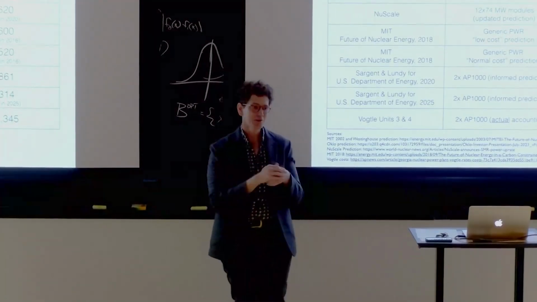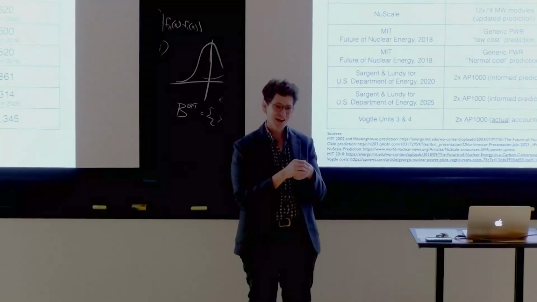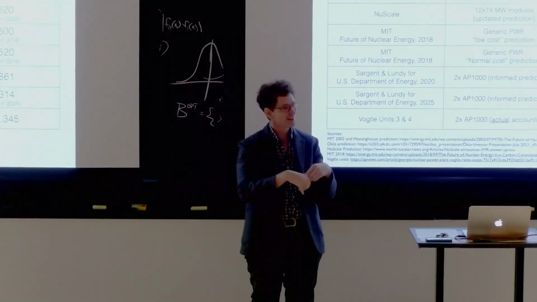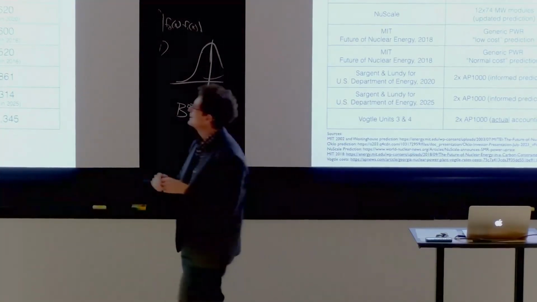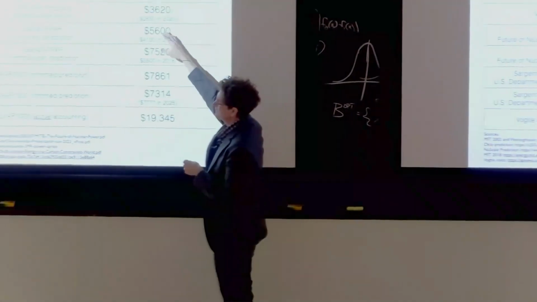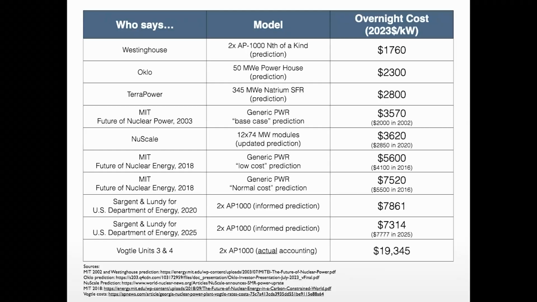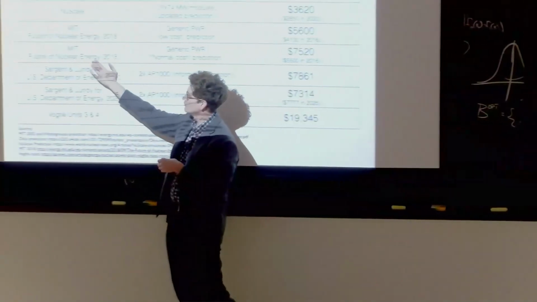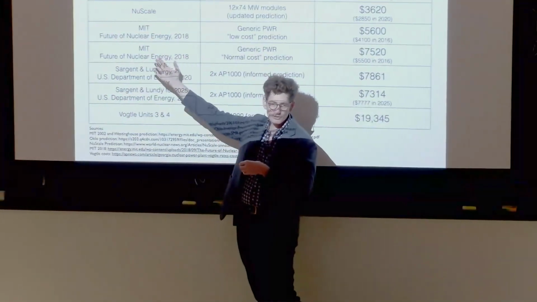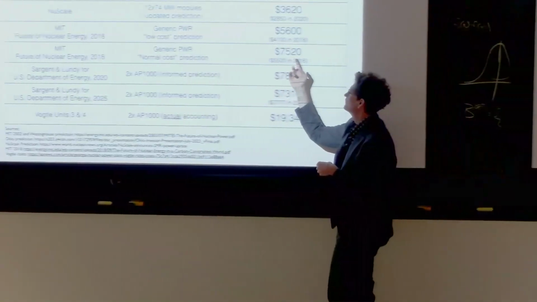I sat down with them and I said, really? You're going to get that major discount? Oh yeah, we think we can get it. So that's to be expected. These are now more realistic numbers. We're going to talk about this one a little bit later today, the Future of Nuclear Power report, run by Jacopo Buongiorno. Their median number is 7520.